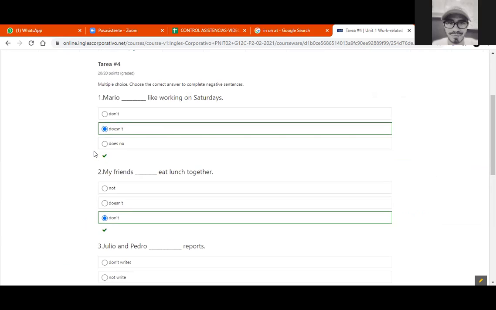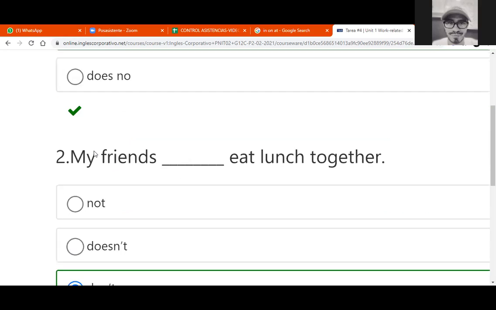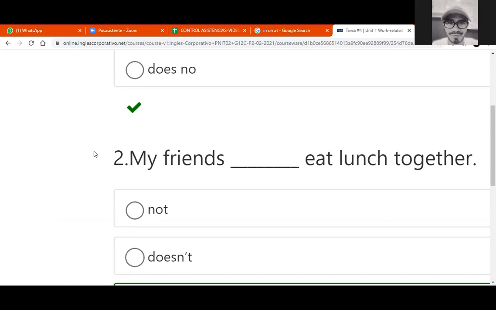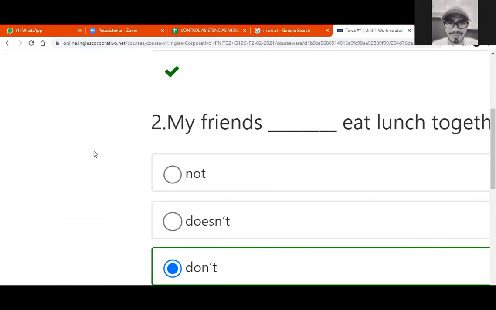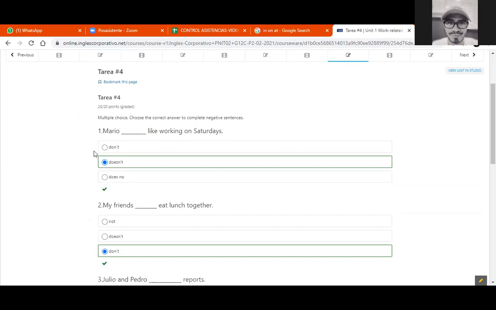Pero sí nos tenemos que fijar en los determinants. Por ejemplo, my friends, usted aquí me dijo que era they, no me dijo que era su, que era usted. Entonces aplica lo mismo.